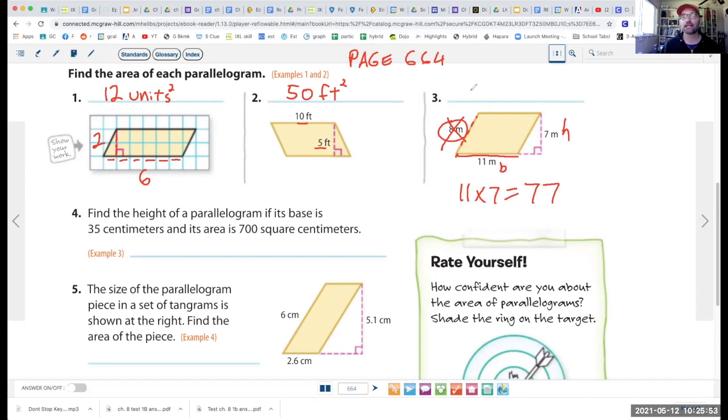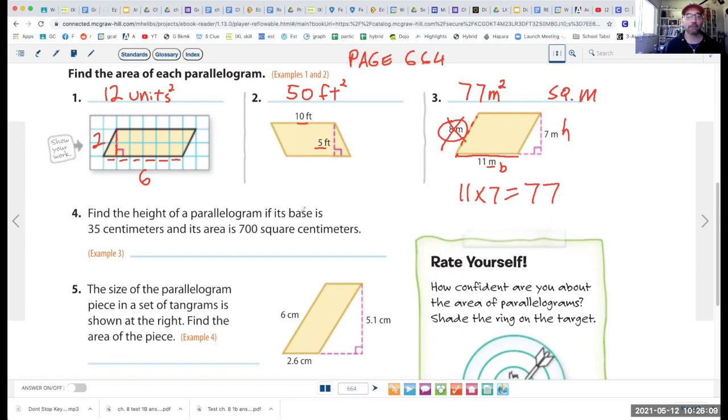7 is the height, 11 is the base. 11 times 7 is 77, but notice it's M, which stands for meters. So you write meters squared. It's really important that you write it as either square meters. You can also write SQ for square meters. That works too. All right, let's try number 4.